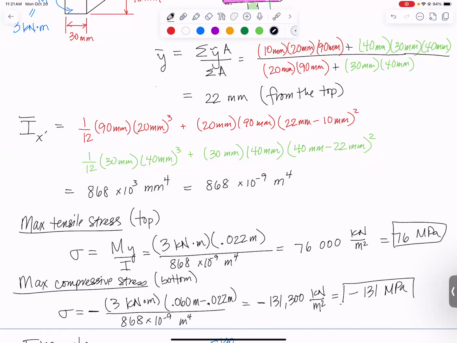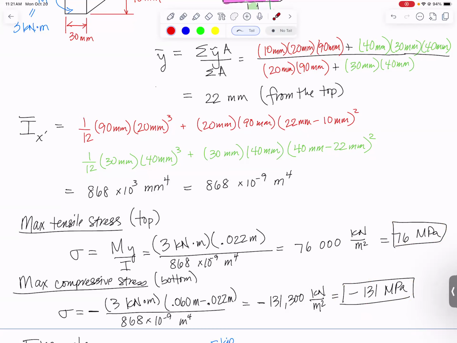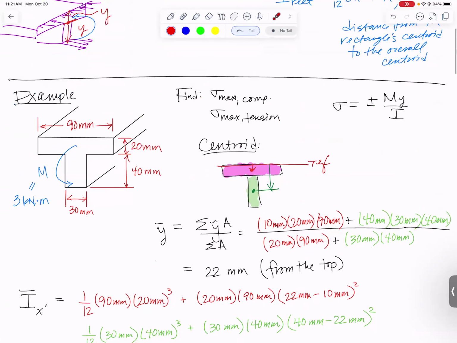And I do want you to have a negative sign for compressive stresses always, and a positive sign for tensile stresses always. It should make sense for this problem that the compressive stress is bigger, and that's because it's a farther distance from the centroid.